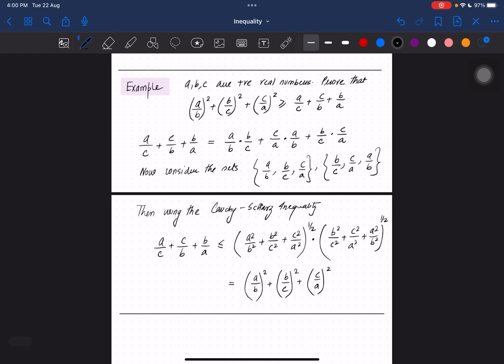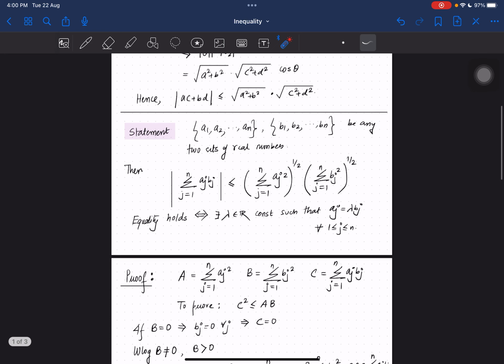So yes, the main idea in the Cauchy-Schwarz inequality is to identify what sets you have to choose. These two sets mainly you have to identify, or in the general case you have to identify these two sets. Okay.